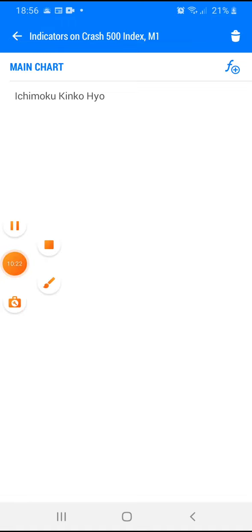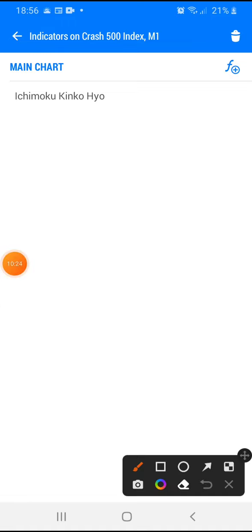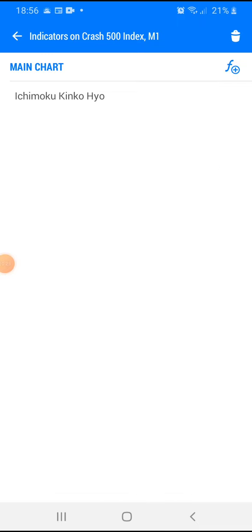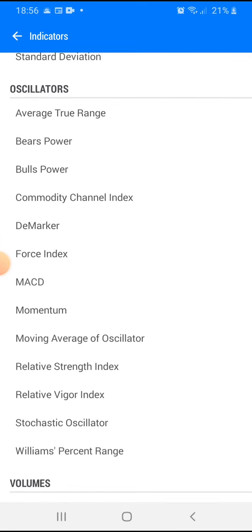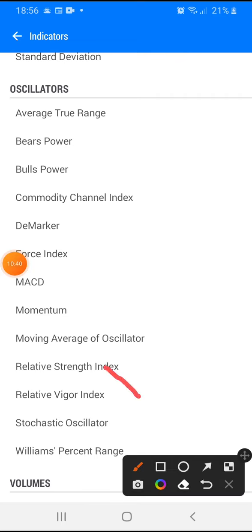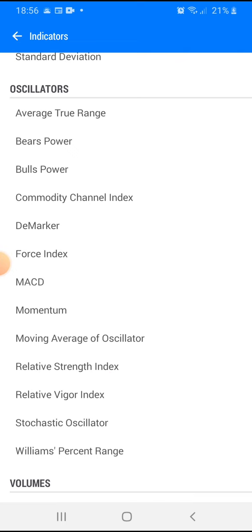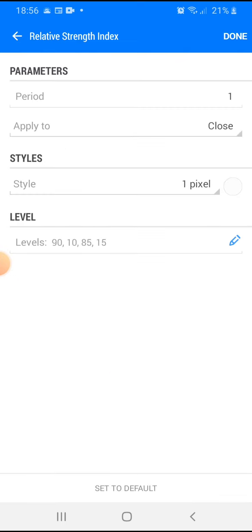Then I'll click this small f here, so that for me to add indicators on my indicator window, I have to go on oscillators. Then I'm gonna select relative strength index, this one, RSI. Then I'll click it. Then for the RSI, we're only concerned about the levels, so my period is gonna be 1, apply to close.